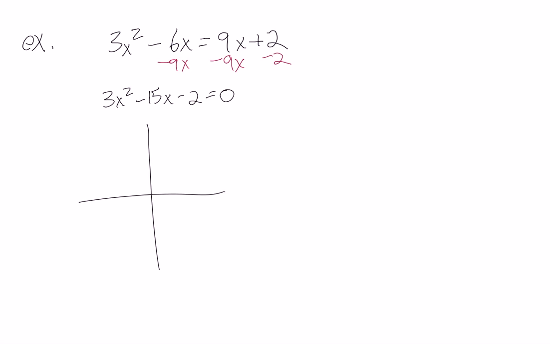So we have 3x squared minus 15x minus 2. So in this case, we get a graph that looks kind of like that. So then what we want to do is figure out what those x-intercepts are. So the first one is at -0.13. And our second one is at 5.13.